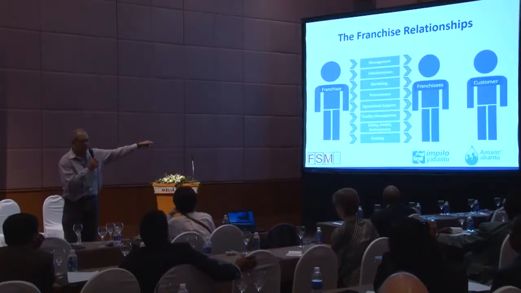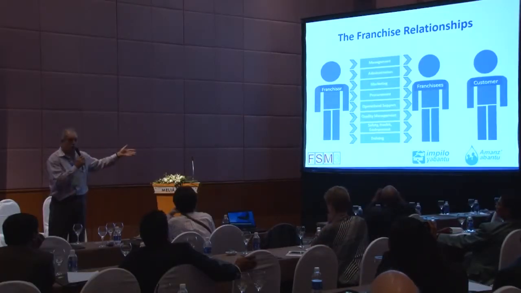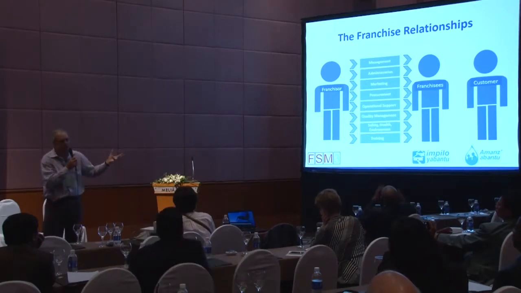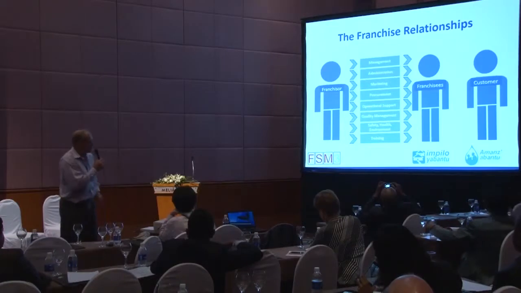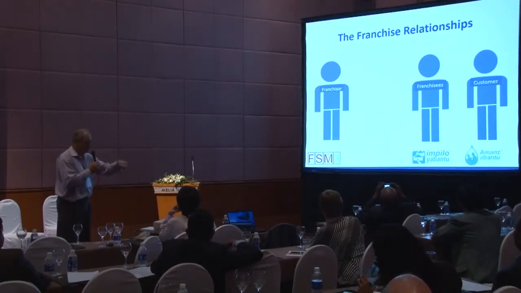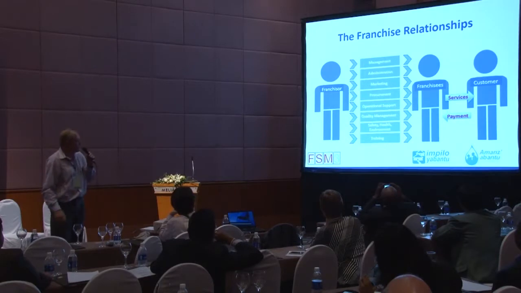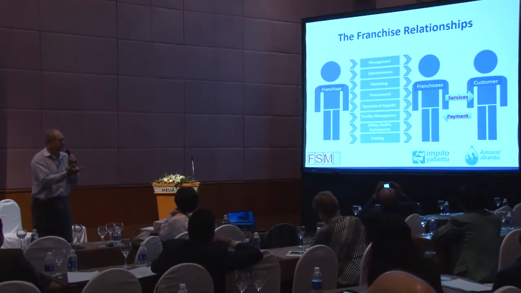There are the support functions that are given. There's a whole list of them, and there's more than that, where the franchisor then does its business through the franchisees. In the case of this model that we've developed, it's specifically towards the water sector, and in this case, a lot of sanitation to the poor. And the franchisee typically provides the service for payment to the customer. There are various ways that the arrangement can be done, and I'll show you an example a bit later.